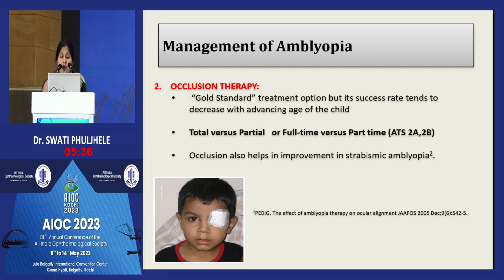The number two is occlusion therapy, and it still remains the gold standard. Whether you have to do a partial occlusion or a full time occlusion is not important. But what is important is patient compliance. Even if it's a part time occlusion, we have to make sure that the patient is doing it for the prescribed hours which are necessary. It helps not only in anisometropic amblyopia but also in strabismic amblyopia.